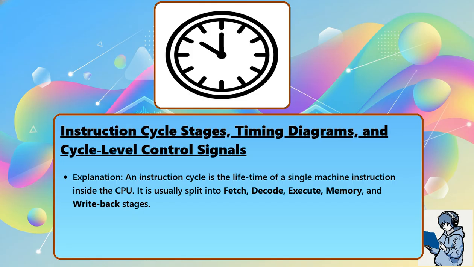Explanation: an instruction cycle is the lifetime of a single machine instruction inside the CPU. It is usually split into fetch, decode, execute, memory, and write back stages.